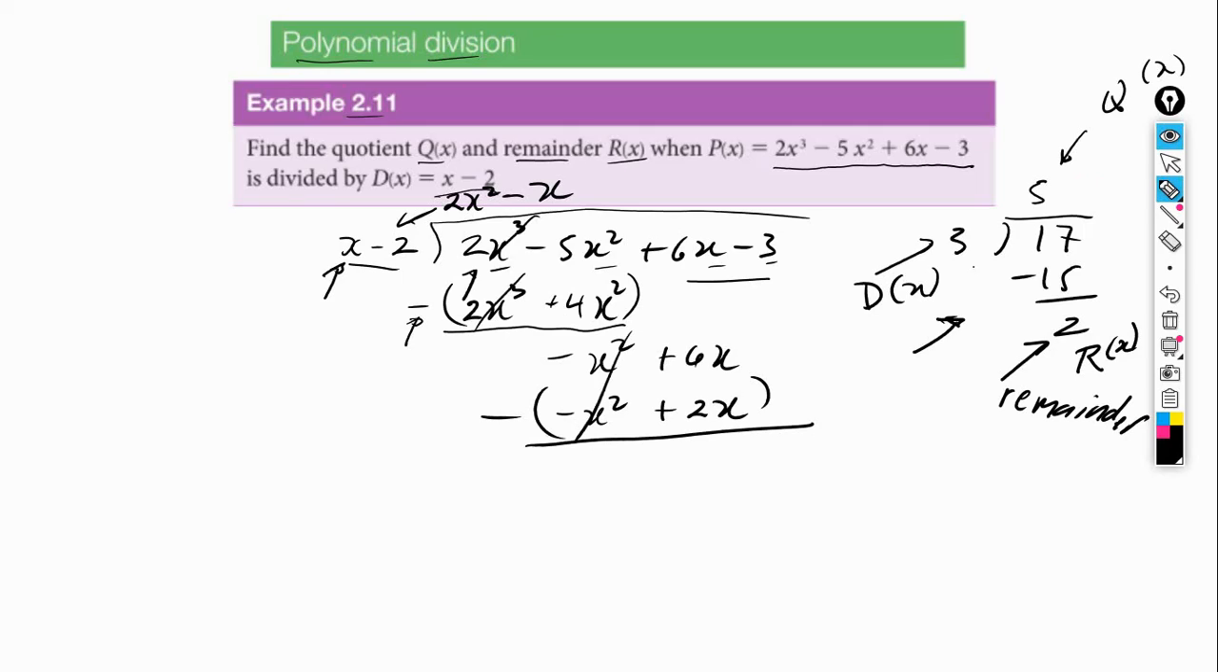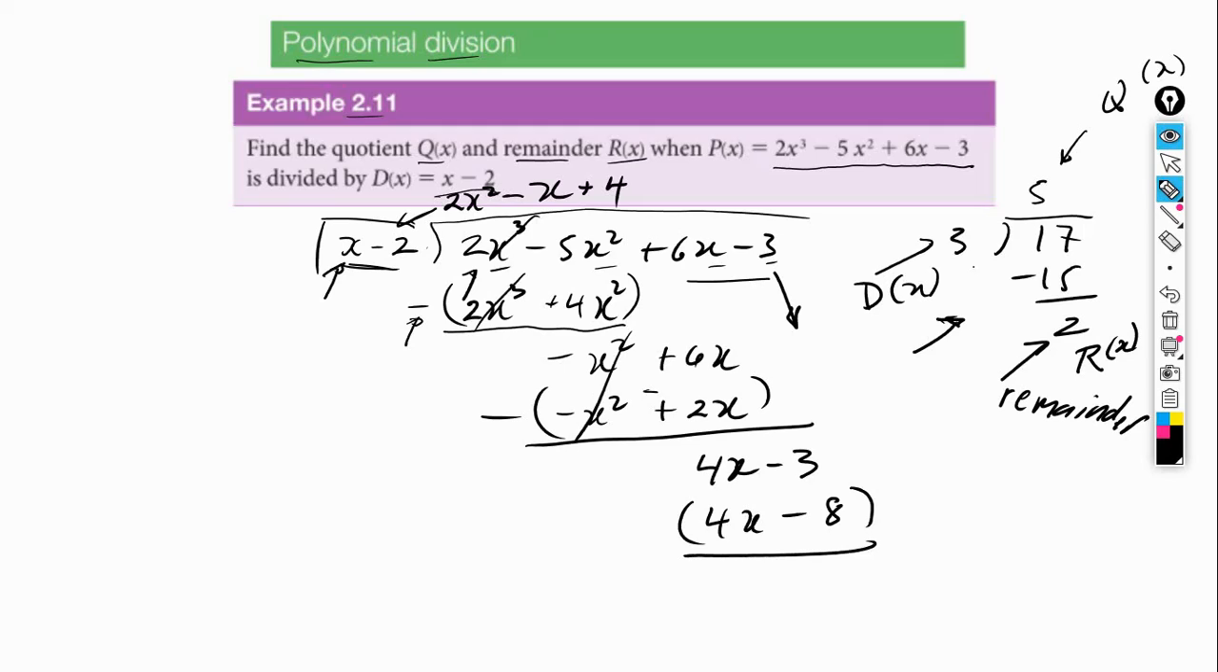So this will eliminate, and this becomes a subtraction. So this will be then 4x. We bring down the last term, which is minus 3. So here we write minus 3, and then we ask the same question again. What can I multiply this here to get 4x? And that's going to be obviously positive 4. So plus 4, multiply it, and we're going to get 4x minus 8.